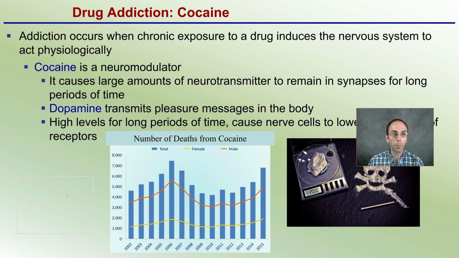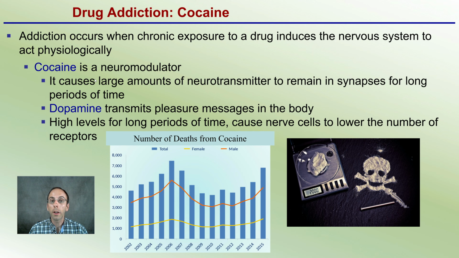Cocaine, as an example here, addiction occurs with chronic exposure to a drug that induces the nervous system to act in a physiological way. Cocaine is a neuromodulator. It causes large amounts of neurotransmitters to remain in the synapse for a long period of time. So kind of what we saw in the previous image, this is just an example of a drug that does perform in that way. Dopamine transmits pleasure messages to the body, and high levels for long periods can cause nerve cells to lower the number of receptors. And this is why typically cocaine users need to use more and more to get the same effect.